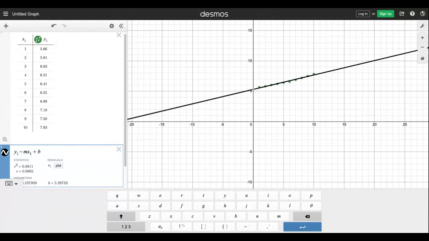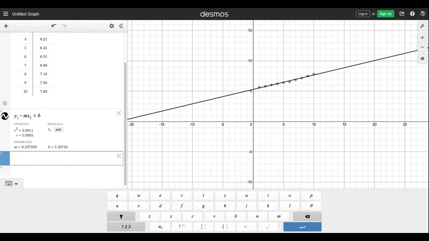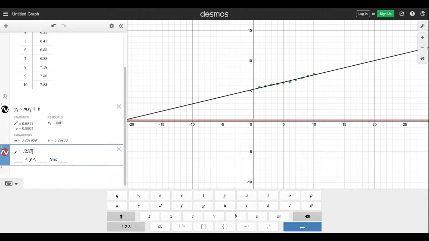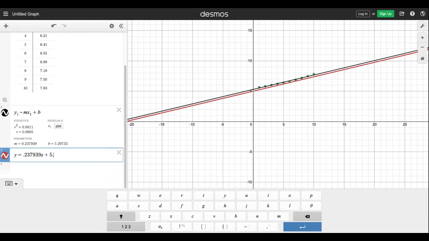Now, do you see how it graphed it in already also? It graphed my equation in. Now, what is my equation? Well, guess what? The computer calculated the m and the b values. So if I wanted to write my equation, it is y is equal to 0.237939 x plus 5.297. And do you see how the red line that I just typed in my equation, you see how the red line went directly over the black line? That means my equation is correct. Okay, the way I typed it in there is correct.